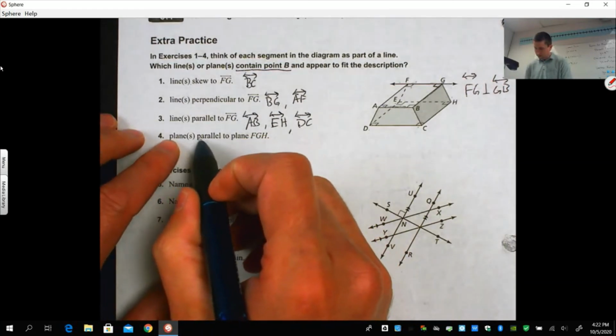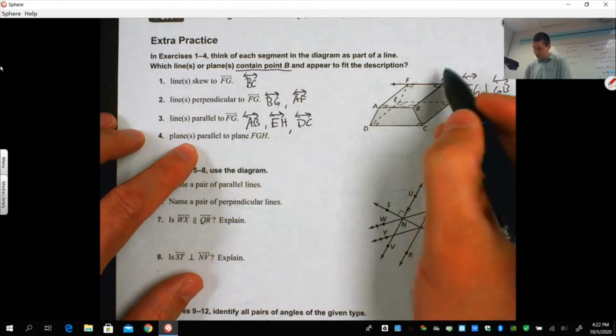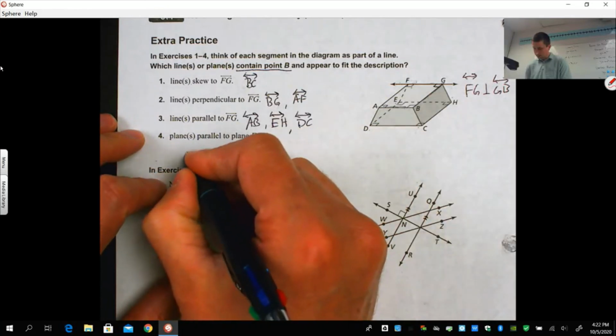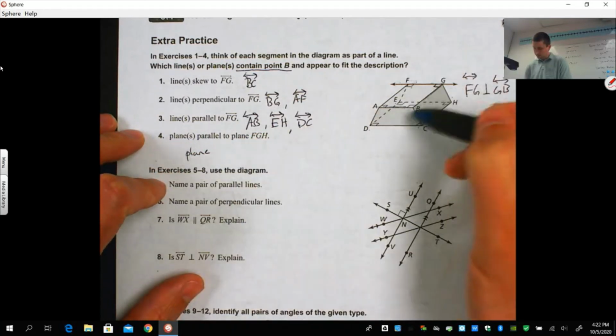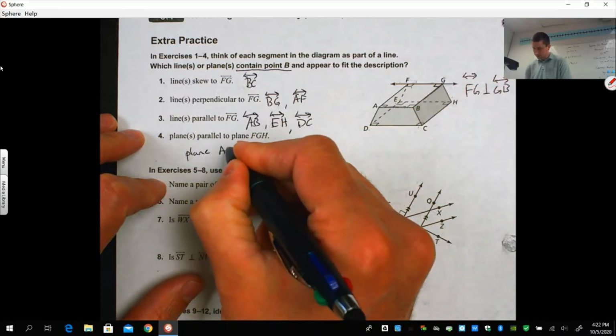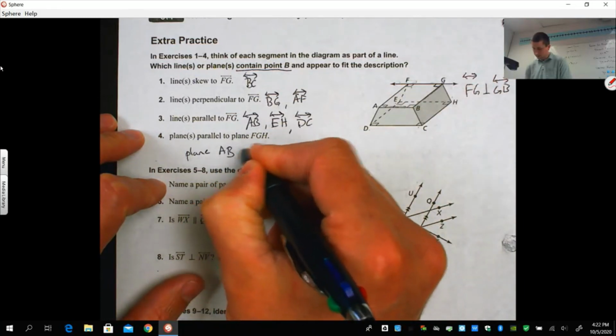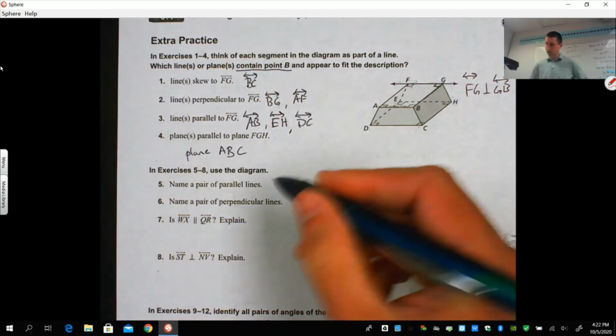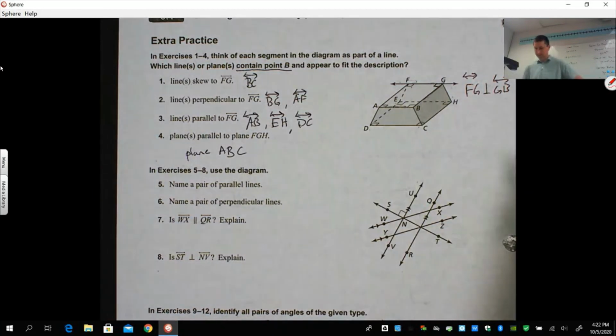We want the planes parallel to plane FGH. FGH, that's the back plane. So we're just going to have plane, has to be the one in front, ABC, or ABD, or ABCD. Just need 3 points for a plane. BCD, BCA, however you want to put it there.